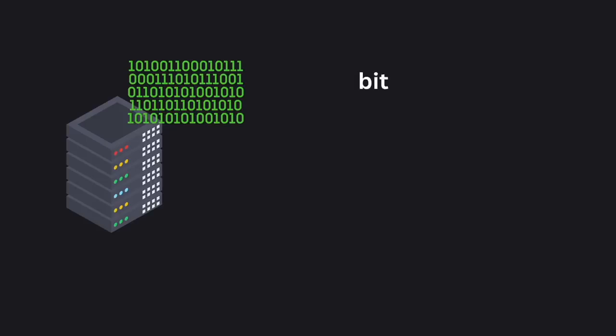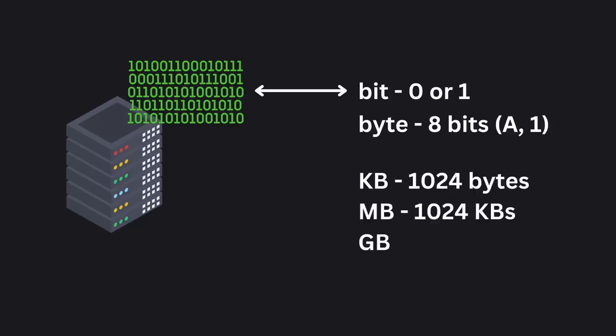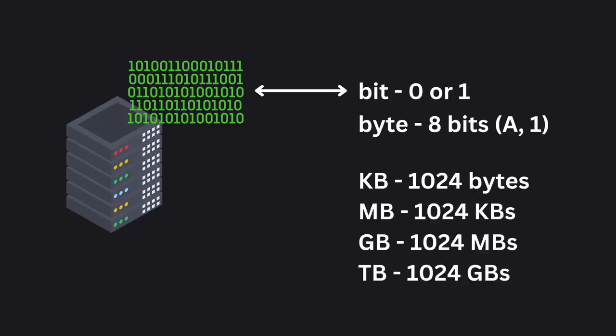These are represented as bits. One bit is the smallest data unit in computing. It can be either 0 or 1. One byte consists of 8 bits, and it's used to represent a single character like A or a number like 1. Expanding from here, we have kilobytes, megabytes, gigabytes, and terabytes.